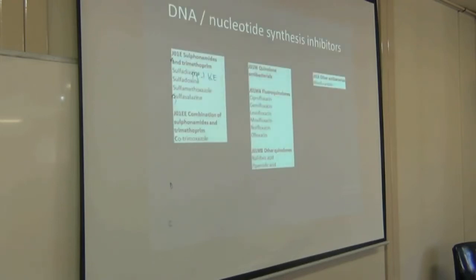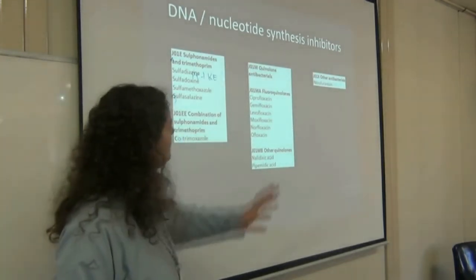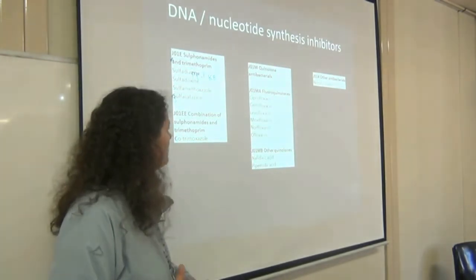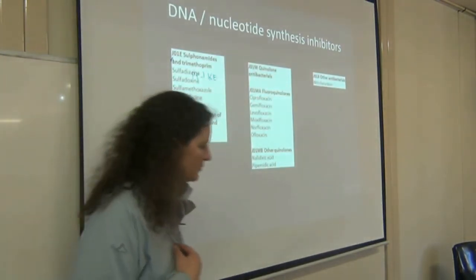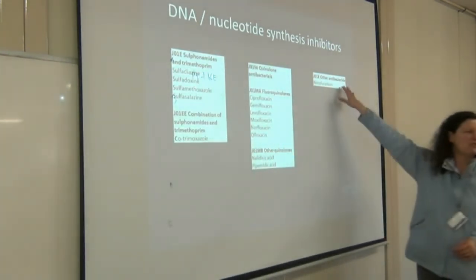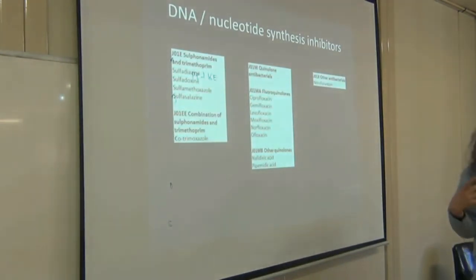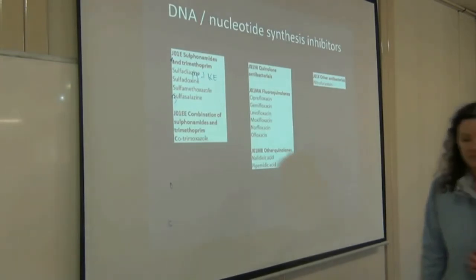That brings us to our DNA or nucleotide synthesis inhibitors. This is quite a small group, which includes your sulfonamides, trimethoprim and cotrimoxazole. Cotrimoxazole, you've probably all seen. Then the other big class is your quinolone antibiotics, or fluoroquinolones, for example ciprofloxacin, all the floxacins, and nalidixic acid and pipemidic acid, which are also quinolone antibiotics. And then the new kid on the block, well, it's not a new one, but one that you will be seeing more and more, as it's now in the primary healthcare guidelines for the treatment of UTIs, is nitrofurantoin.